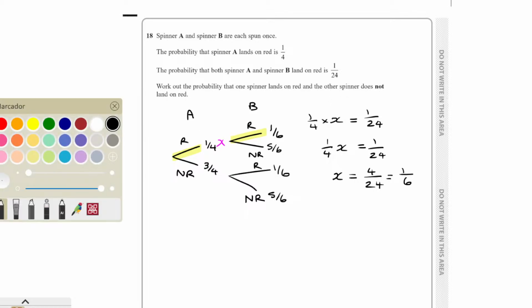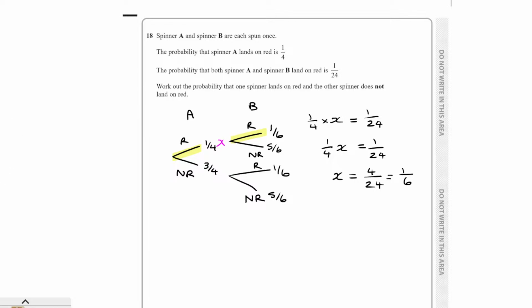So I need to get rid of my original highlights. Then we can re-highlight some options. So highlight all the options that satisfy what they've asked. They've said one lands on red, one doesn't. So it could be red for A, but then it would have to be not red for B. Or it could be not red for A, and then it would have to be red for B. Those are the 2 possibilities, aren't they?